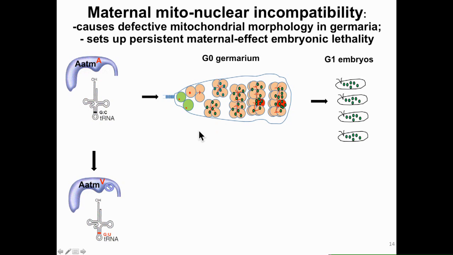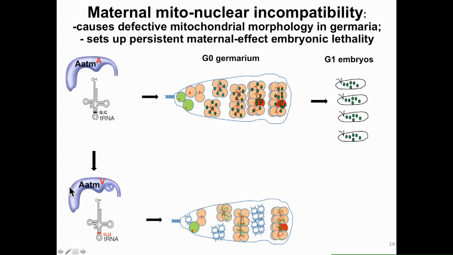In contrast, in the incompatible strain, where we have a V allele of tyrosine tRNA synthetase with the incompatible tyrosine tRNA, more often we get germline stem cell loss and loss of stem cell daughters. At the same time, mitochondria show a tubular or aggregate structure in the germarium. Put together, we get fewer embryos being produced, and these embryos will eventually die due to embryonic lethality.